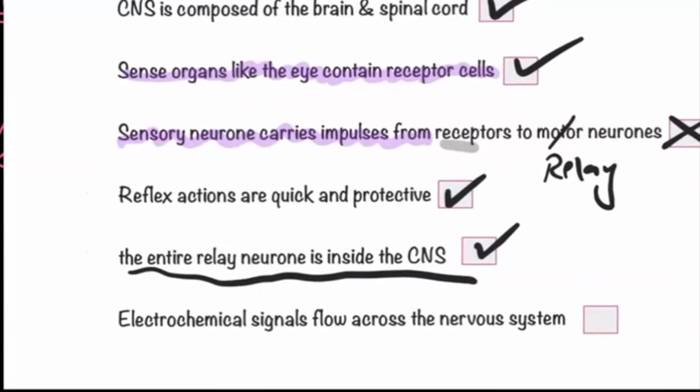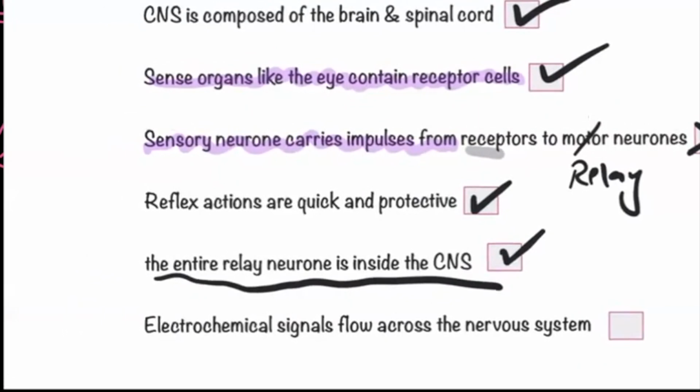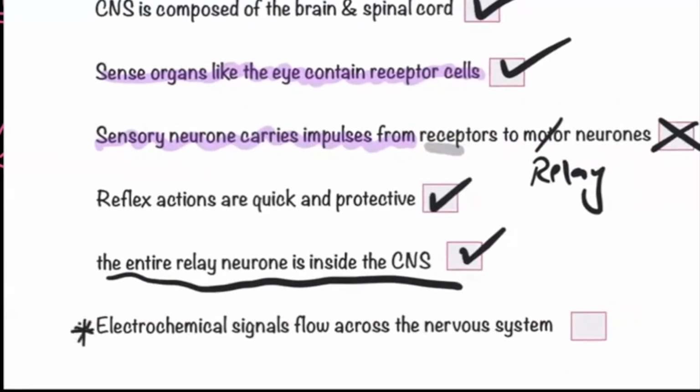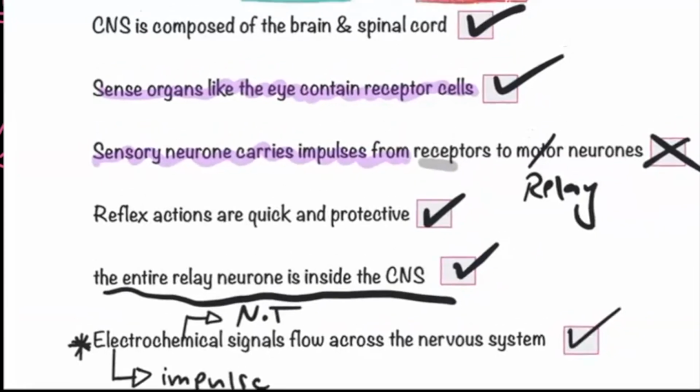Lastly, electrochemical signals flow across the nervous system, right? Can you think about the last one? Is this true or false? Now, electro stands for what? Electro stands for the impulse, the actual electrical impulse. What about the chemical part? Chemical stands for the neurotransmitter, right? So that's true. Therefore, it is true. Okay. Is there any question about these?